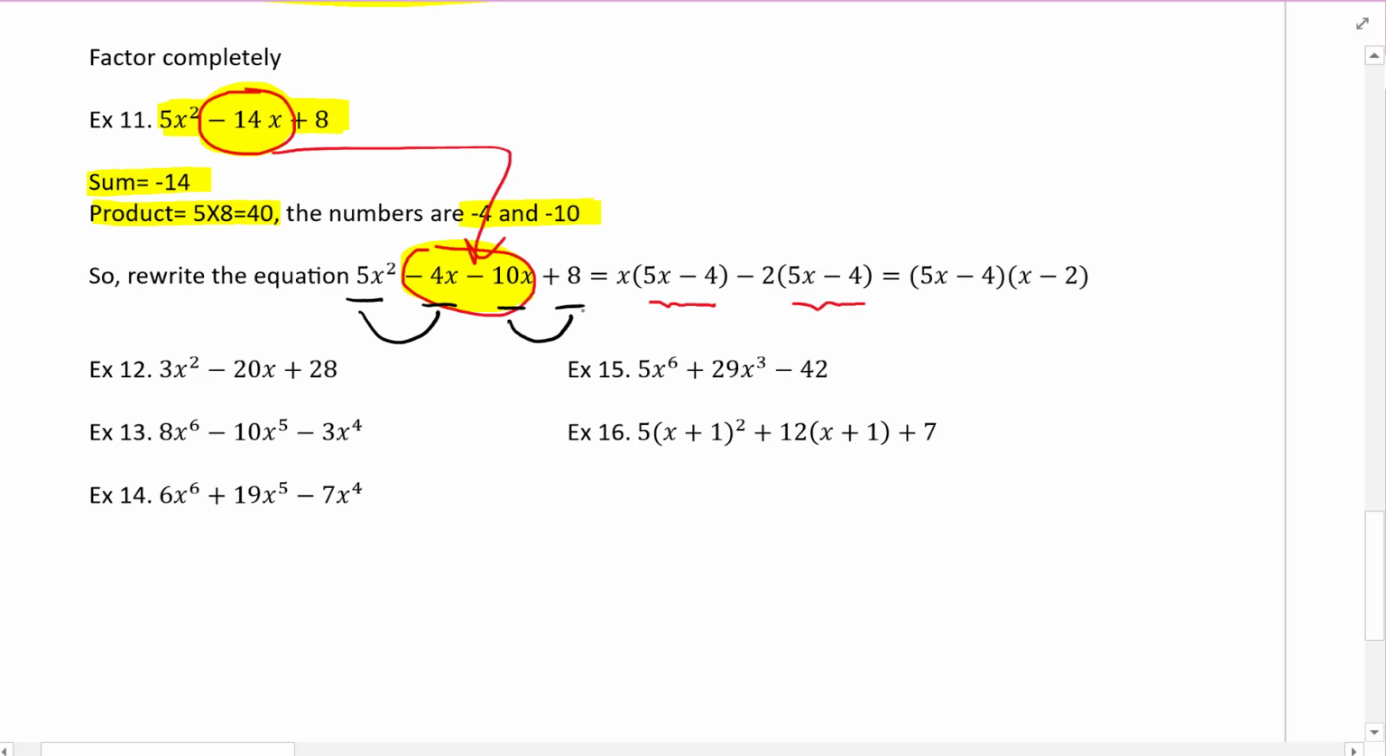When we group the first two, a common factor is x, so we have x times 5x minus 4. When we group the last two, we have -10x plus 8, so we factor out -2. Very important, when you have a term that starts with a negative, factor out the negative all the time. So now we notice that 5x minus 4 is a common term, and what's left is x minus 2. So we found the factors.